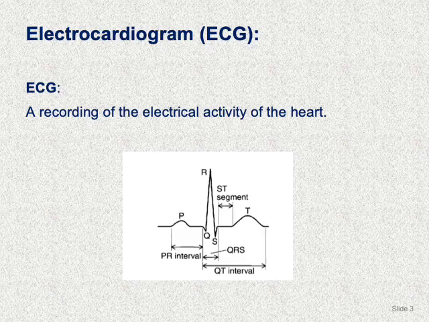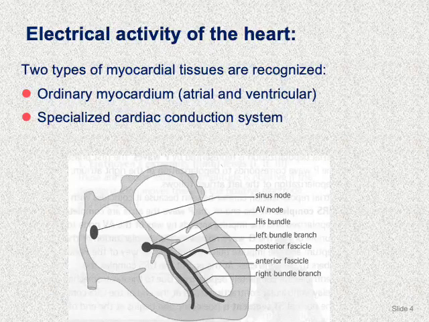And to understand this subject, we have to know that there are two types of myocardial tissue. First, the ordinary myocardium, atrium and ventricle, which is responsible mainly for contraction. The other type is a specialized cardiac conduction system. As we see here in this graph, this is the SA node. Normally, this is the pacemaker of the heart, and there is the AV node, and this is the His bundle, and this is the bundle branch, right and left.